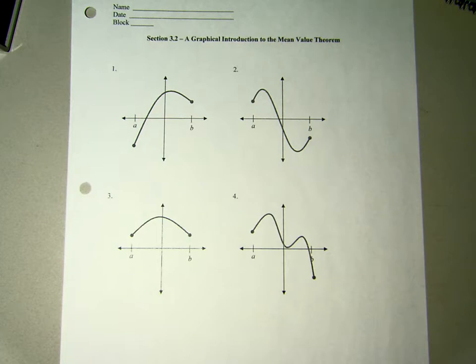Intermediate value theorem was used to guarantee that a specific y value would occur on the graph. We have this other theorem, though, called the mean value theorem that guarantees something about the slope on our graph.